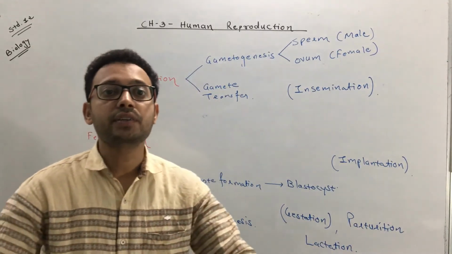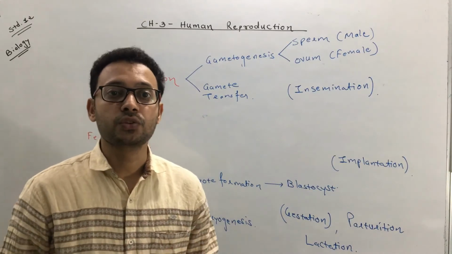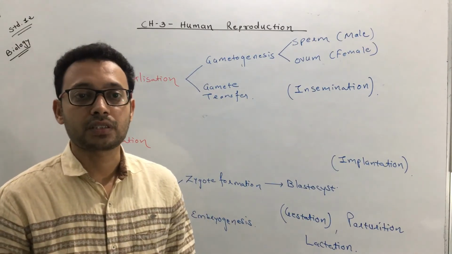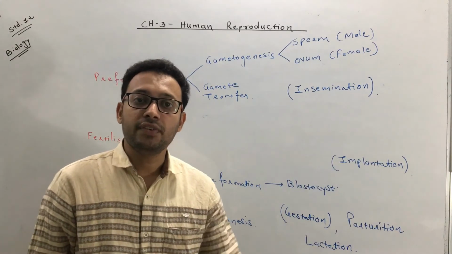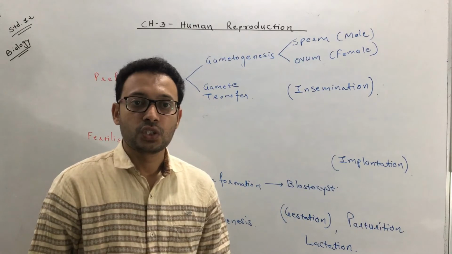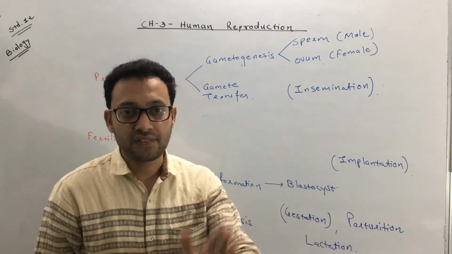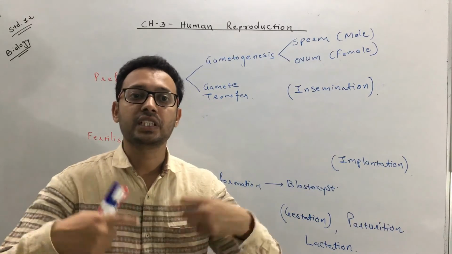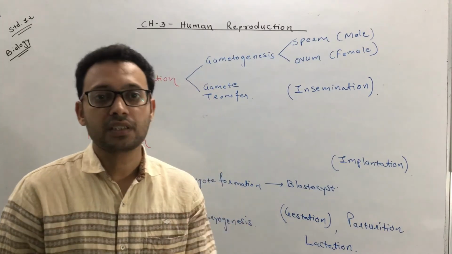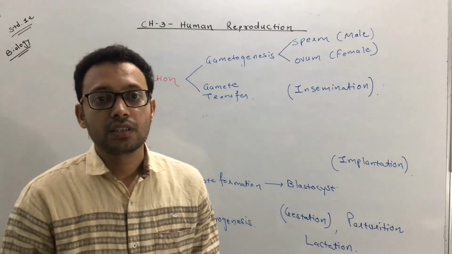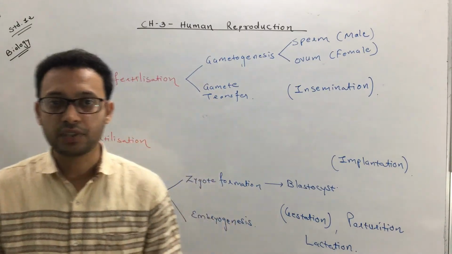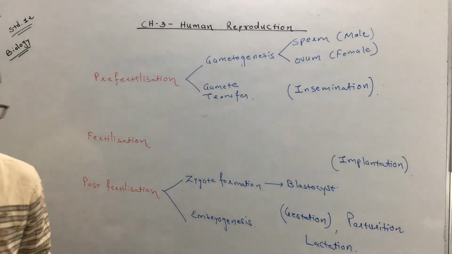But to understand how the gametes are produced, we should first know the structures of the male reproductive system and the female reproductive system. So let's start with the structures of the male and female reproductive systems. We will discuss what the structures are and their functions or roles, and then we will see how these gametes are produced. So let's start with the male reproductive organs and their function.